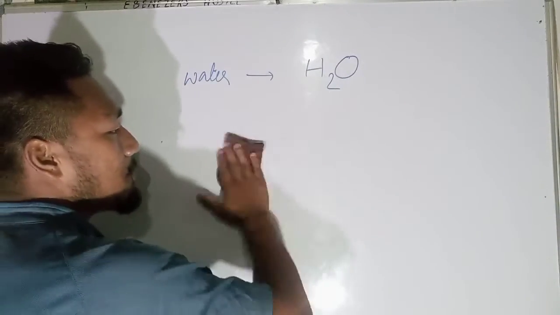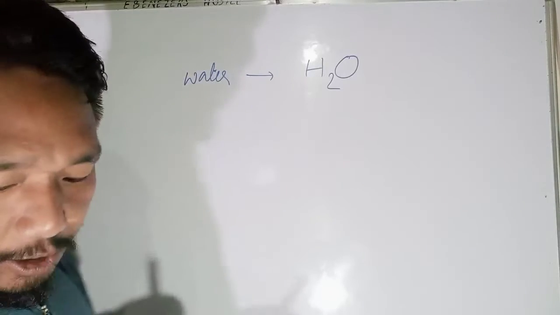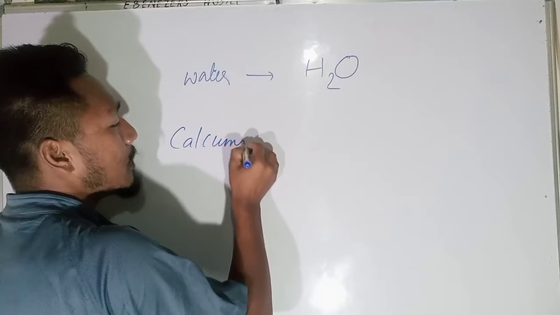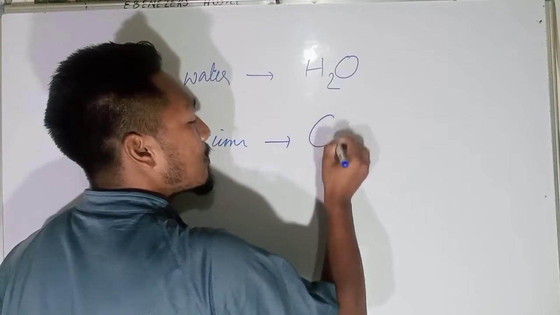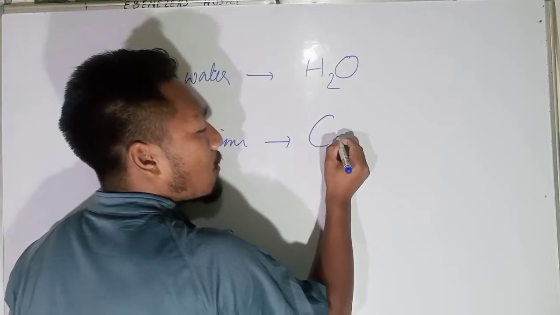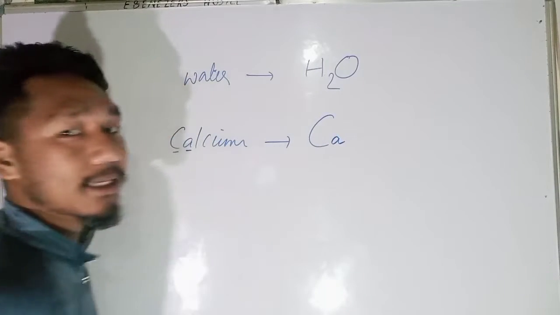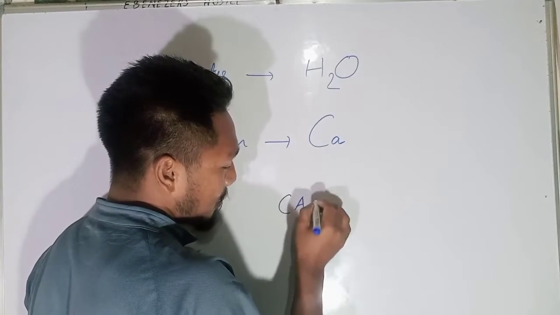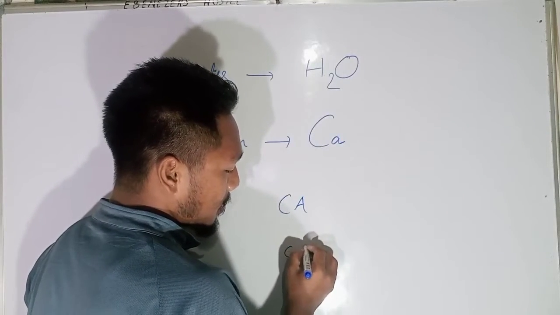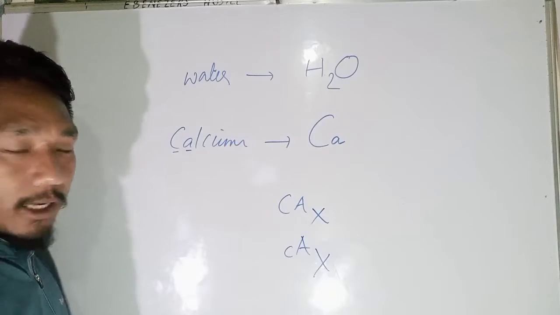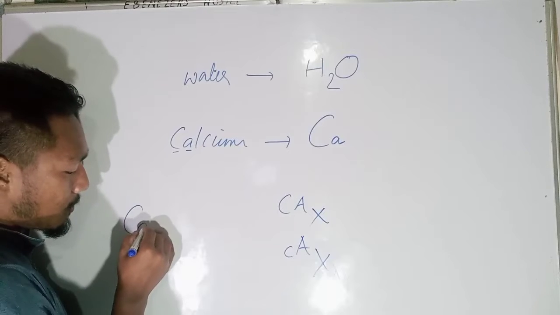Another thing that we do is, when you talk about calcium, what is the formula of calcium? The first letter is capital C, and the second letter should always be a small letter, that is Ca. But some of them write a capital C and capital A. These are all wrong.